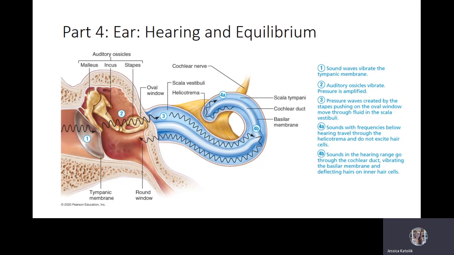So where does that extra pressure wave and that extra information go after the hair cells have been activated? Those pressure waves will travel into the scala tympani, through the perilymph, and travel towards the round window. The round window's membrane will flex back and forth and help alleviate that pressure.